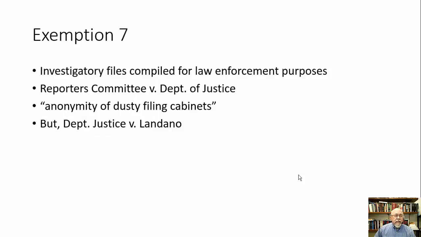Exemption number 7 makes exempt files that are compiled for law enforcement. So the FBI, the Secret Service, the Treasury Department, all these federal law enforcement agencies, Exemption number 7 makes their investigatory files exempt. The Reporters Committee for Freedom of the Press sued the Department of Justice for documents relating to a federal investigation. They wanted to get the rap sheets for many of the suspects who were named in this federal investigation.